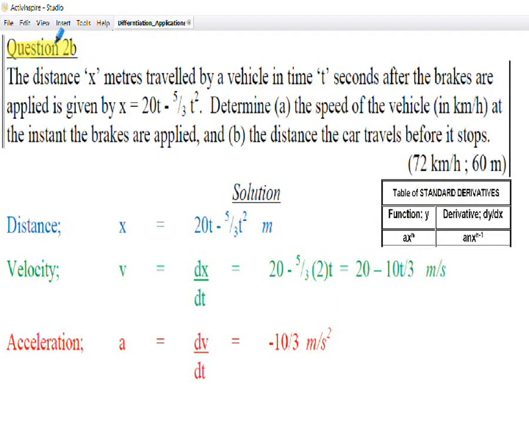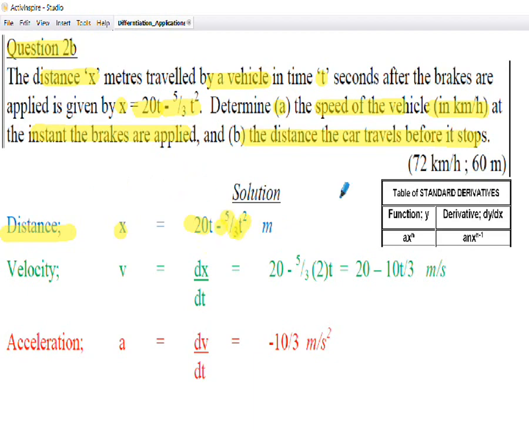Question 2b relates again to distance x in meters of a vehicle travelling after time t seconds. The brakes are applied, so this is the distance travelled once the brakes are applied. So x is equal to 20t take away 5t squared upon 3. We've got to determine the speed of the vehicle in kilometres an hour, so we'll do a conversion later on, at the instant the brakes are applied, and then find the distance the car travels before it comes to a stop. So given the distance expression, x is equal to 20t minus 5 upon 3 times t squared.